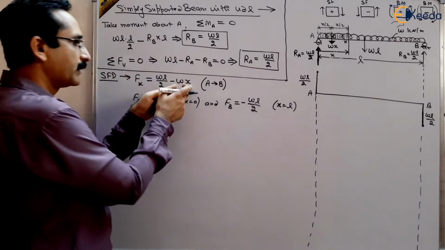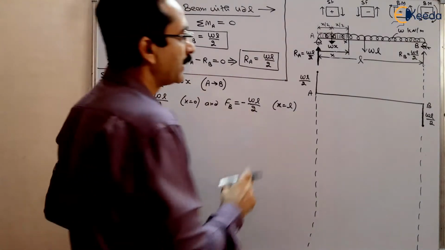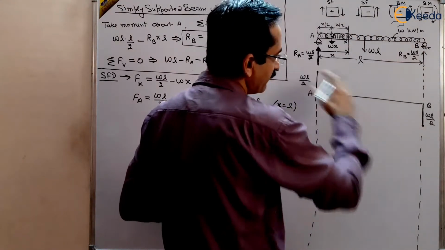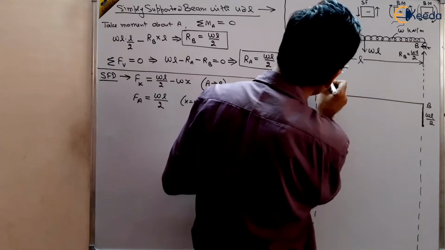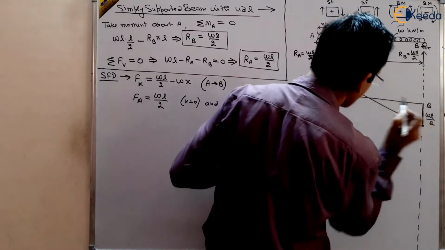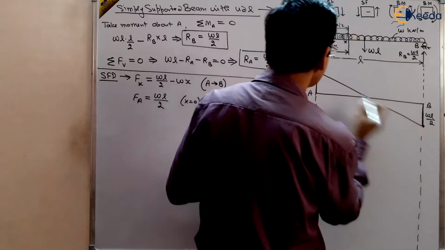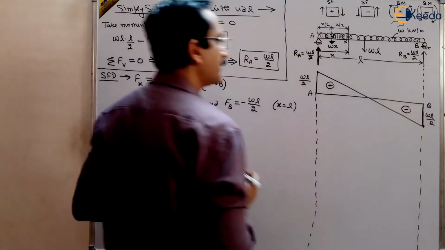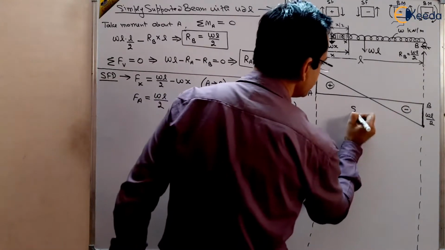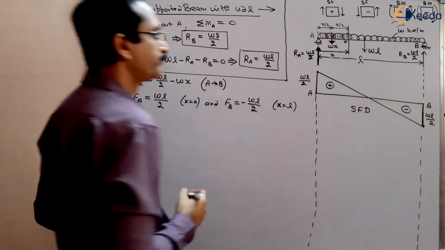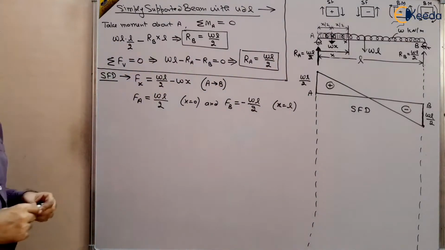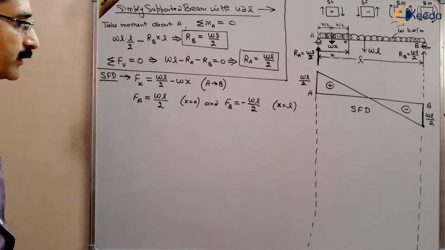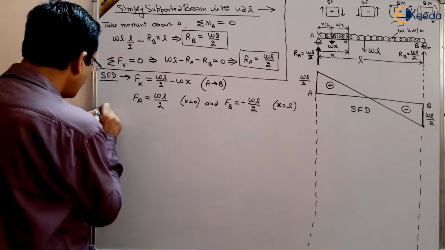And the variation is a straight line from A to B, and there is no change, there is no any load in between, so it will be valid from A to B. So you have to draw just a straight line like this, right? And you will get the shear force diagram, positive here and negative here. This is our shear force diagram for simply supported beam carrying a UDL. Is it okay? Now we want to find out bending moment diagram.